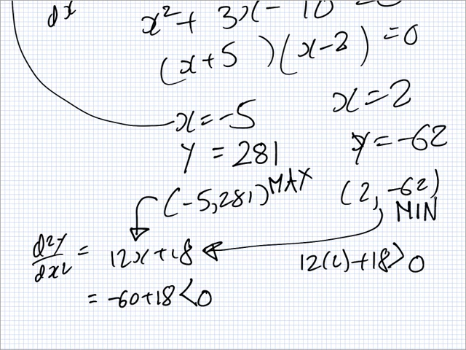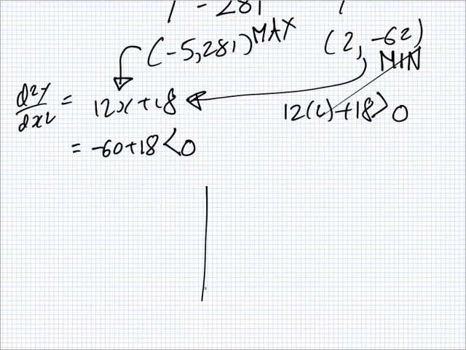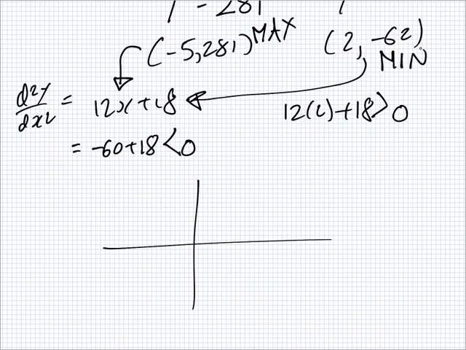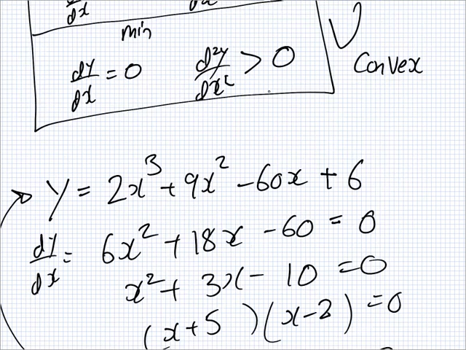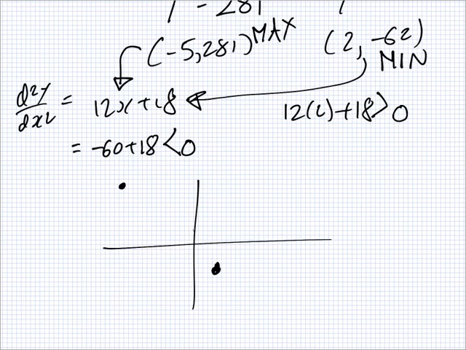So if I was to draw this graph, minus 5 and 281 is a max, and 2 and minus 62 is a min. And the cubic graph goes up, down, up. And we know where it crosses the y-axis. Where does it cross the y-axis? At 6. So you can see that your graph has a max here and a min here, roughly.